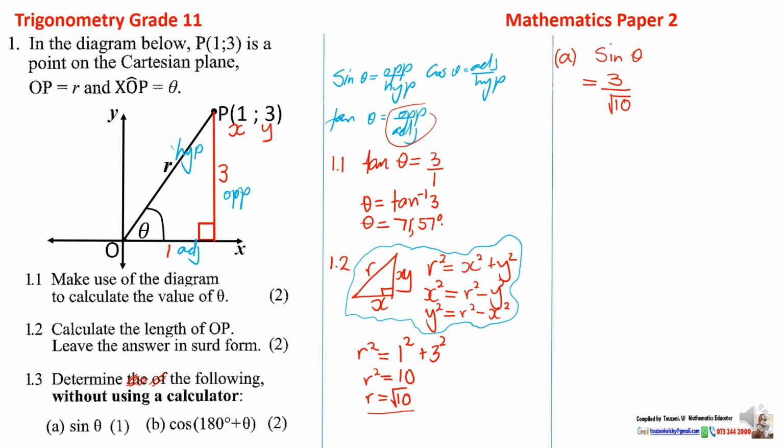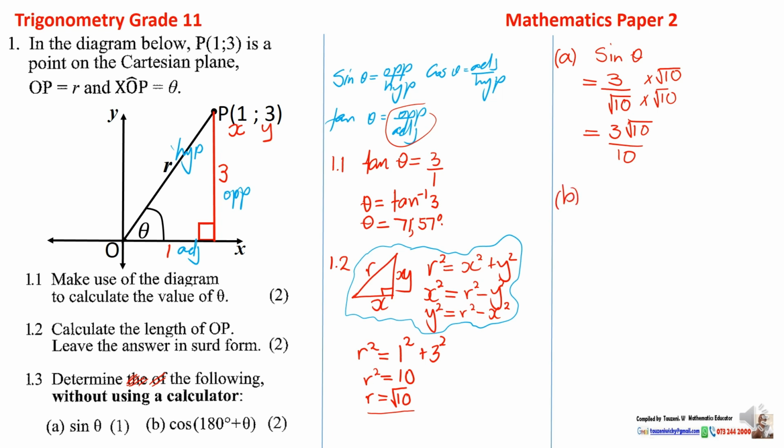In some cases, you may be requested to simplify this answer further by rationalizing the denominator. Then you multiply the denominator by root 10, and you also multiply the numerator by root 10. This is rationalizing to remove the square root from the denominator. Then your answer will be 3 multiplied by the square root of 10 divided by root 10 times root 10, which is equal to 10. Question number A is done.